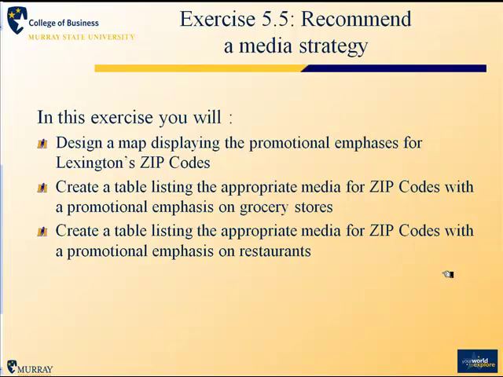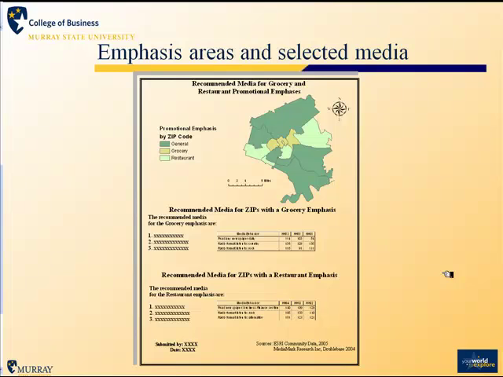And then finally, in exercise 5.5, Task 5, you'll recommend a media strategy to the Community Farm Alliance. You'll develop a map that shows the promotional emphases for each of the zip codes and a table listing the appropriate media for the zip codes with a grocery store focus, and another set of promotional media for those with an emphasis on restaurants.